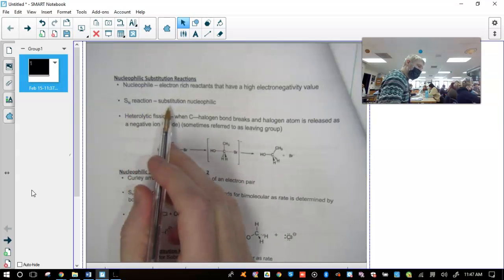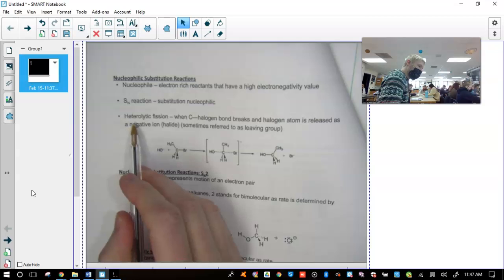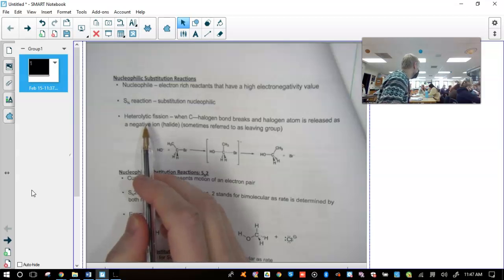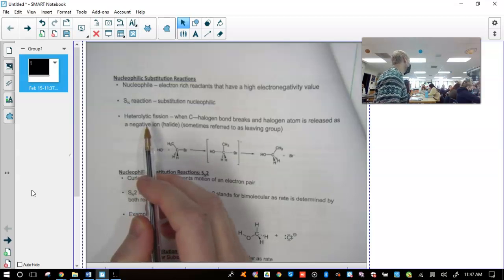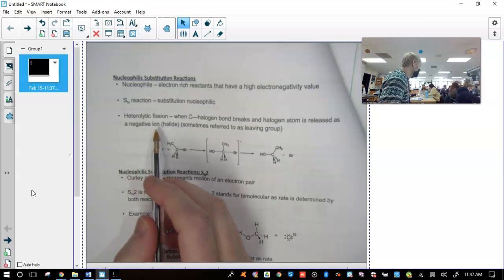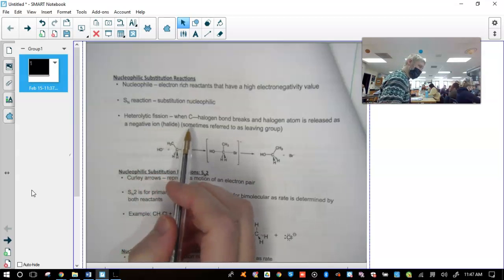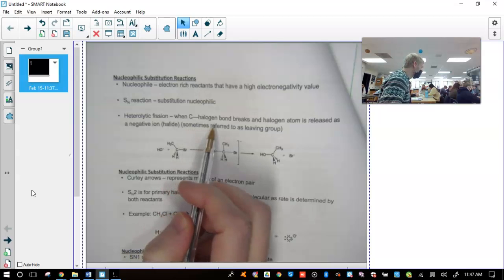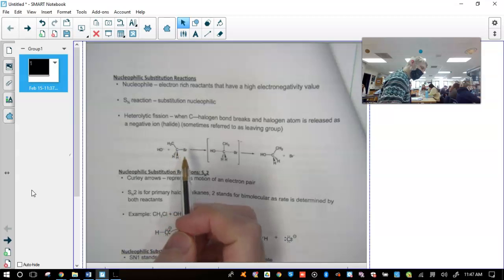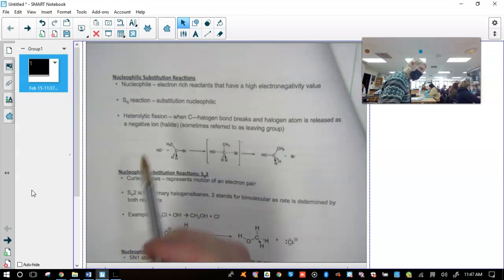SN reaction, substitution nucleophilic. Next is heterolytic fission. Alexandra, do you want to read that one? No, not really. Okay. Dobson, all right. You're here? When the C-halogen bond breaks, a halogen atom is released as a negative ion, a halide, sometimes referred to as a leaving group. All right, nice job.